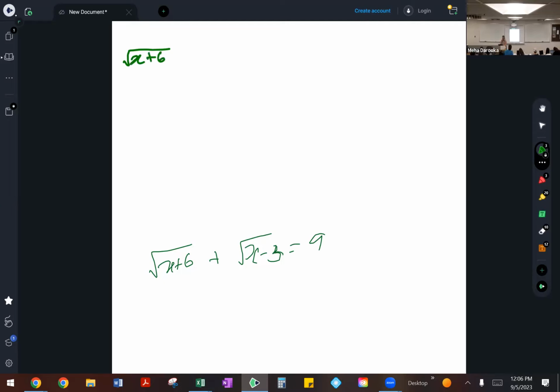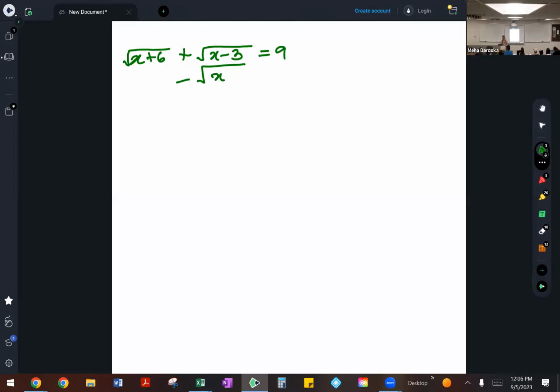Square root of x plus 6 plus square root of x minus 3. So this is where they talk about isolating the 2 radicals. So we do need to take one of these radicals and move it to the right-hand side. Honestly, it doesn't matter which one you move. Since this one says plus over here, I'm just going to use it and take it negative.